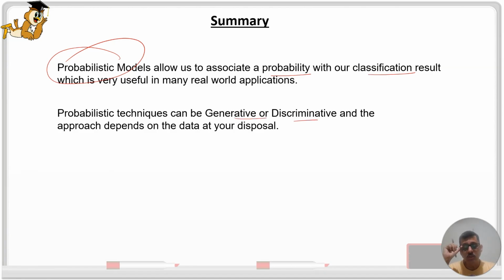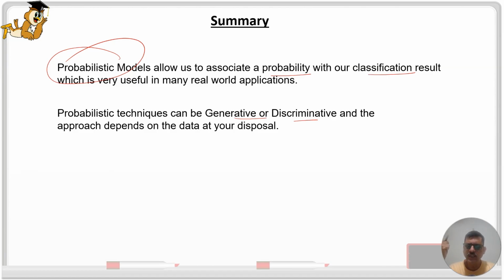We looked at this terminology in the earlier lecture, and in this lecture we have mapped it to the way probabilities work. We have linked it to the model that you are building, whether you are doing a probability of y given x or a probability of x given y as your approach. That determines whether it's a generative model or a discriminative model.